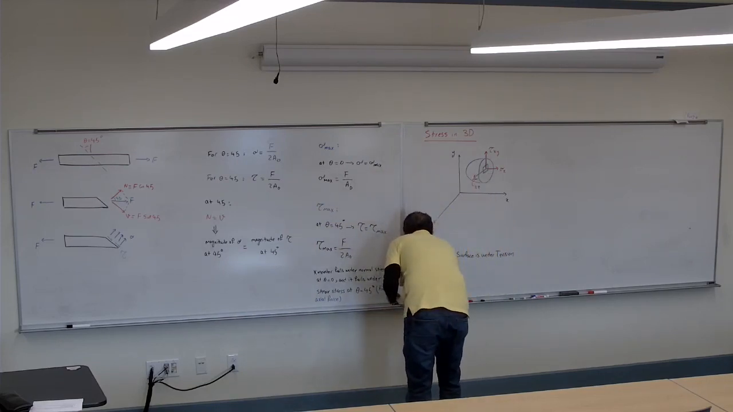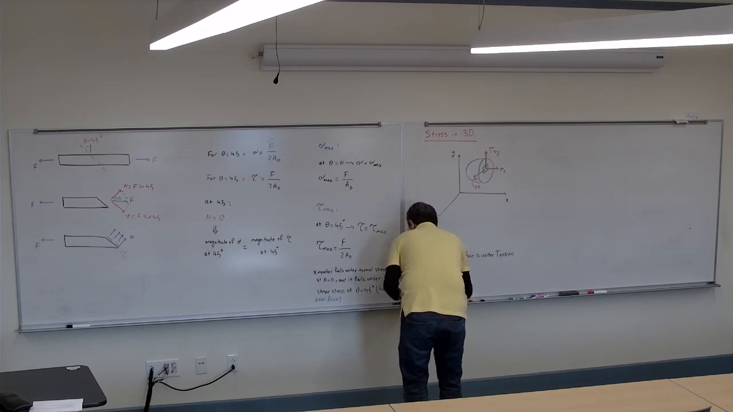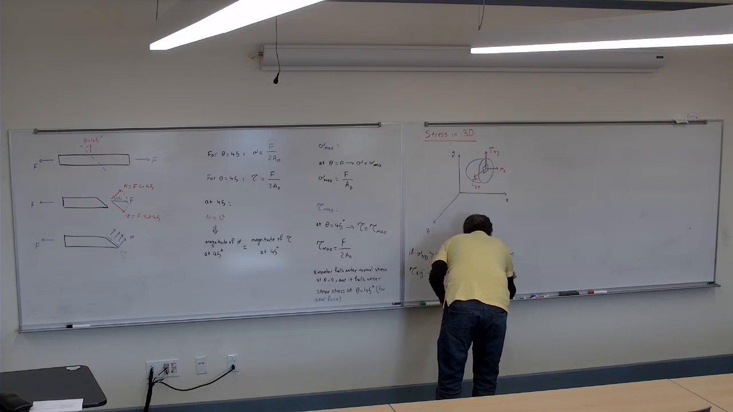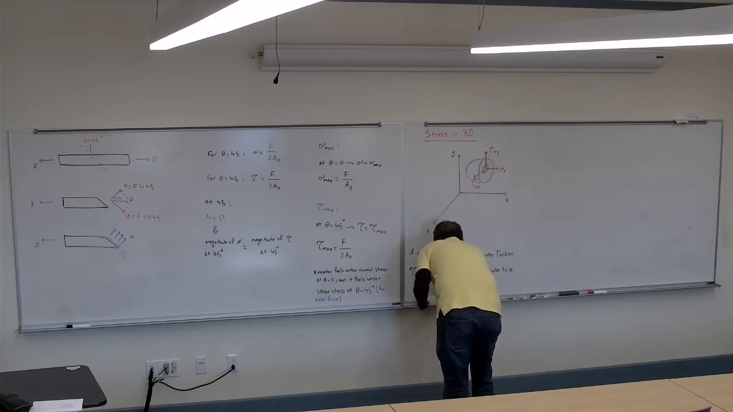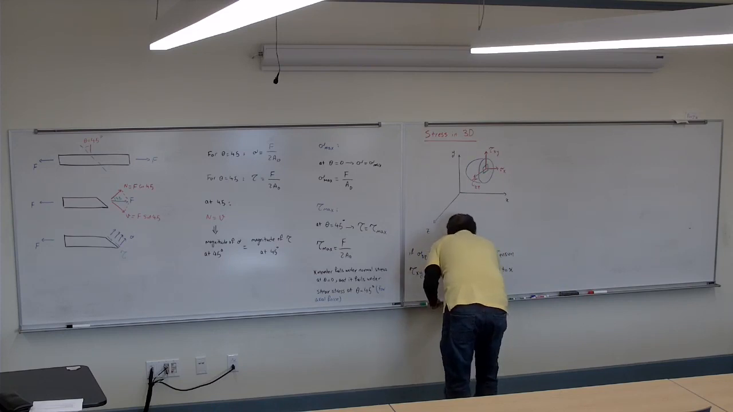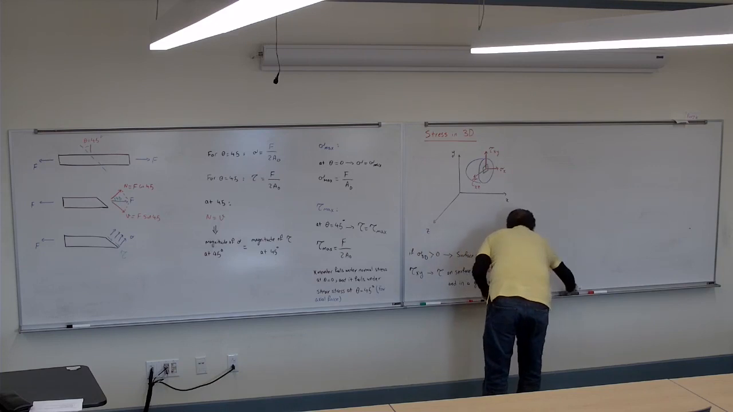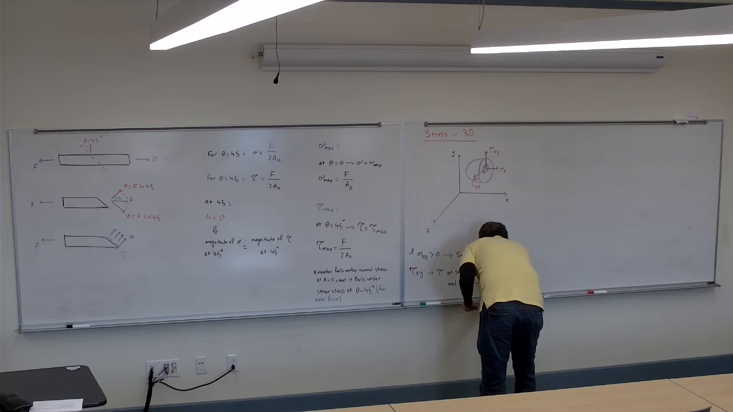The next is tau XY. It means tau on the surface perpendicular to x and in the direction of y.